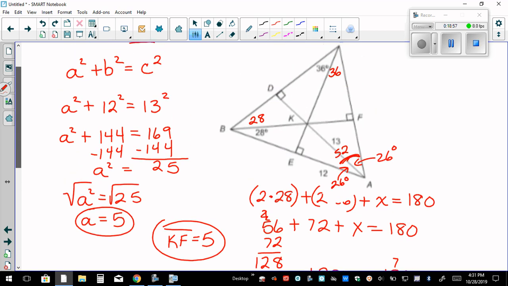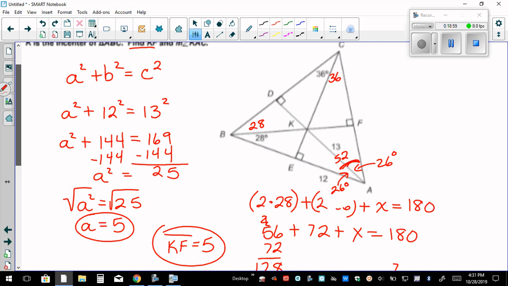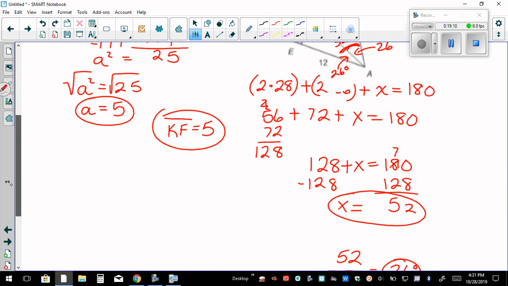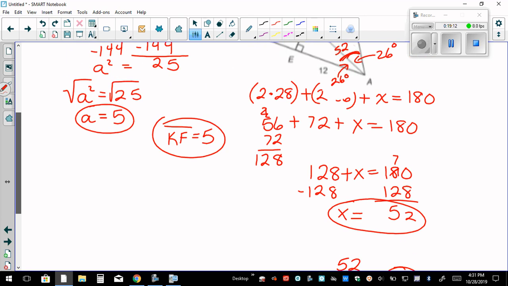So you need to know when it's the incenter, the distances to the sides are equal, and you need to know if you're finding a circumcenter, the vertices to the circumcenter are equal. So make sure you have good notes on this, and we will have an assignment when you're done with the notes.